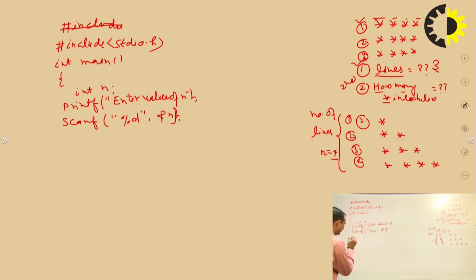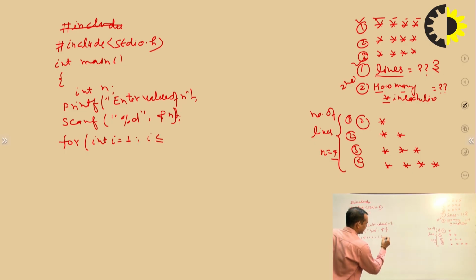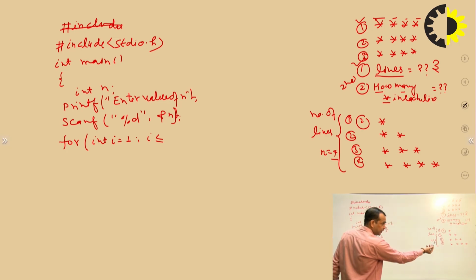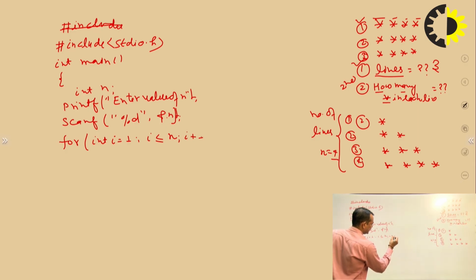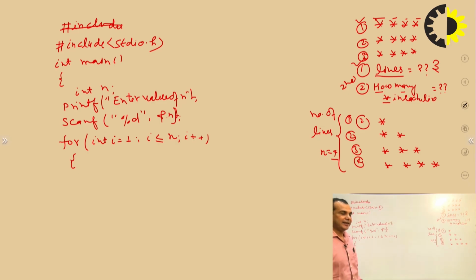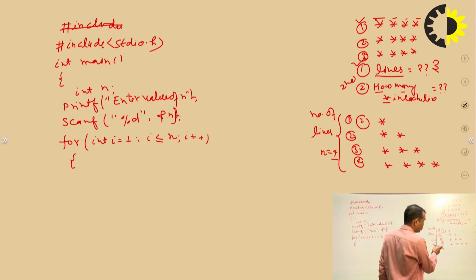So we apply a for loop here: int i equal to 1, i less than or equal to how many lines we require, that is 4, and the value of 4 is n. So we apply a loop from 1 to 4, and then we print the star. Now second, we apply a loop for how many stars to print in each line.